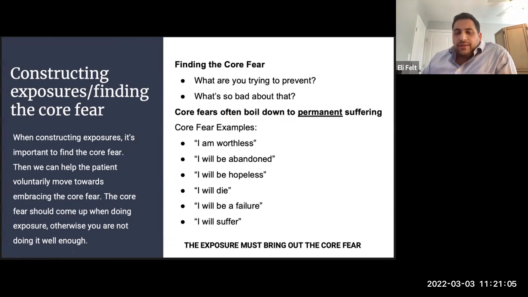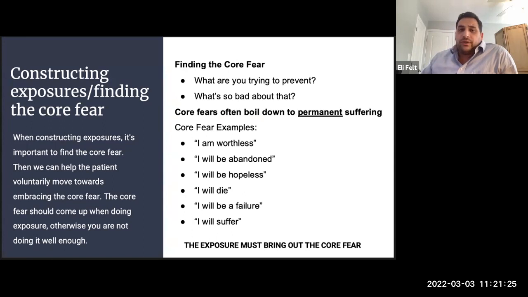So a great thing that I start off with is, what are you trying to prevent? When you do a compulsion, right? Let's say taking a shower after you go to the bathroom, what are you trying to prevent? And that starts you off on the road to find the core fear. So they'll tell you some generic thing like, oh, I'll get sick, right? And that's nice, but it's not a core fear.